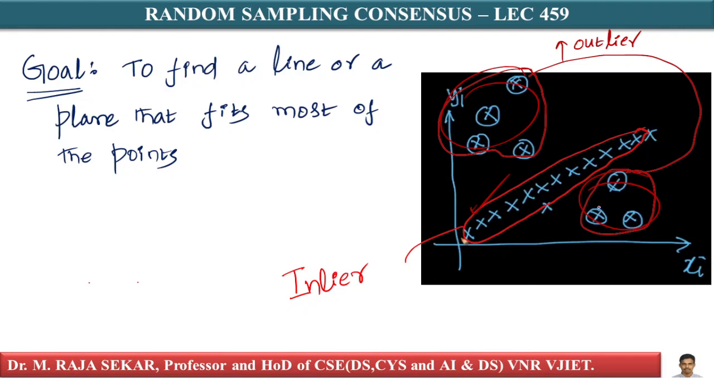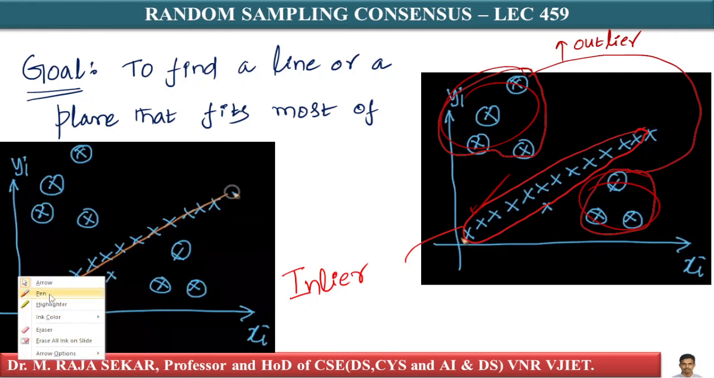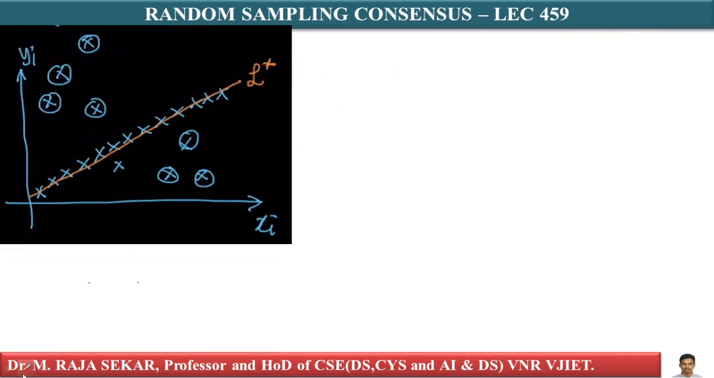What is the ideal plane that we expect out of these points? This is the plane, isn't it? This is the ideal plane. This is the plane that we expect to be returned. This is my ideal plane. Call it L star. This L star is my ideal plane, or the ideal line.